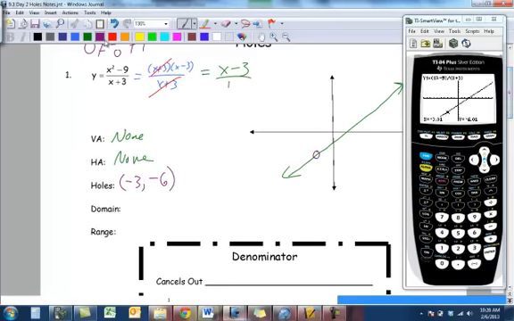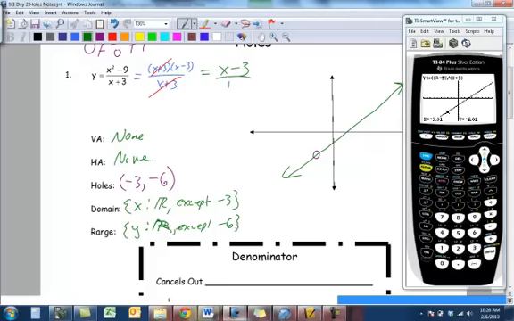Well, the domain, x, is all real numbers, except what's the one thing that x is not? Except for -3. x cannot be -3, and y is all real numbers except -6.